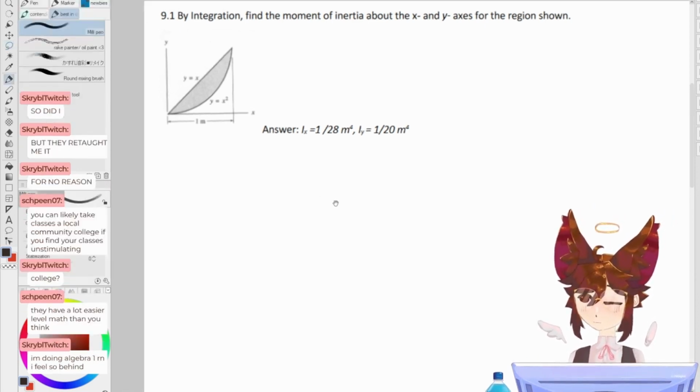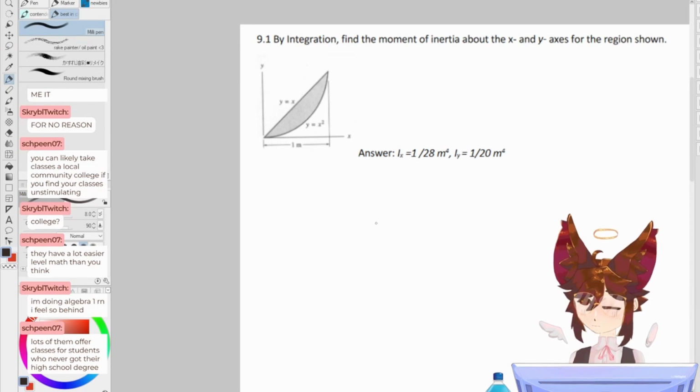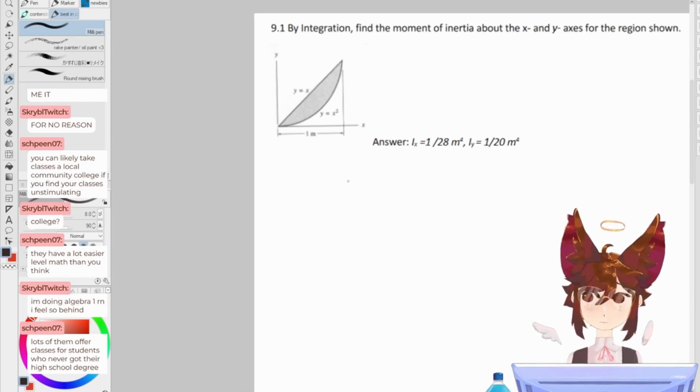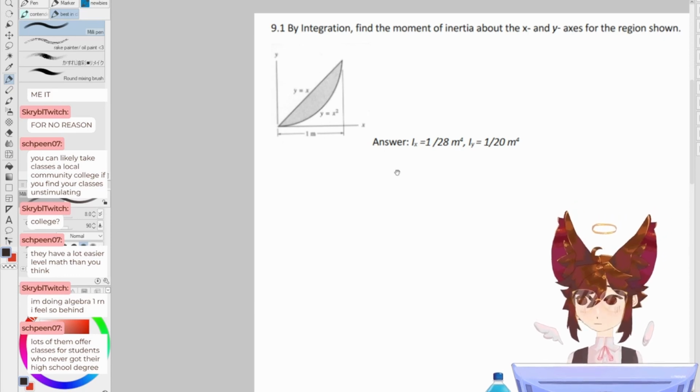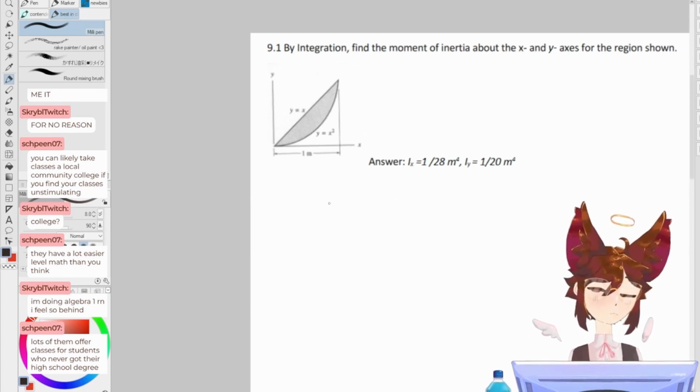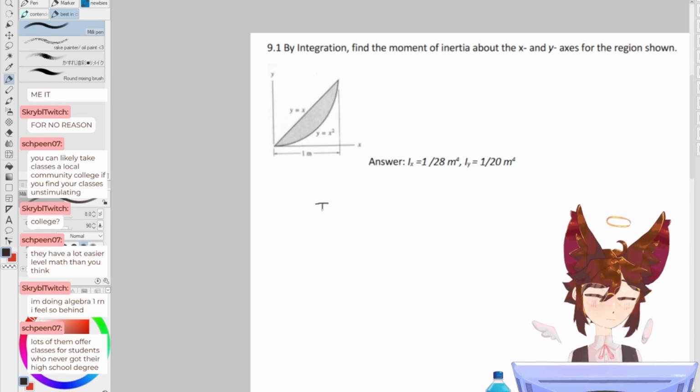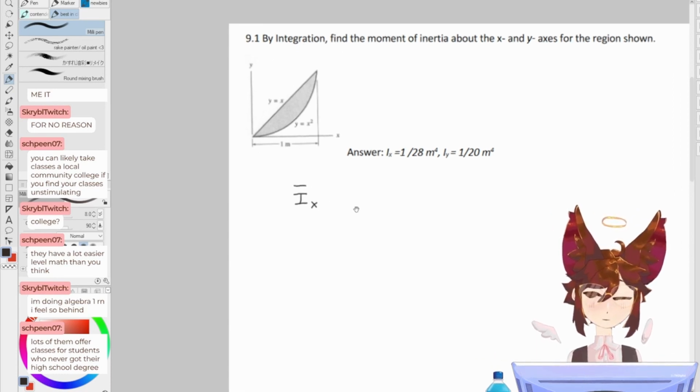You're doing Algebra 1 right now? I feel so behind. Yeah, like community college especially. I mean, I'm at a university, so most of the time people have some... I think you're required to have a certain level of math to go here.